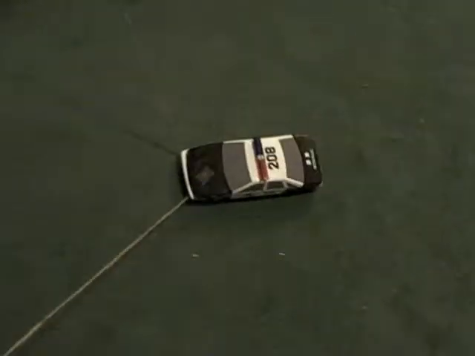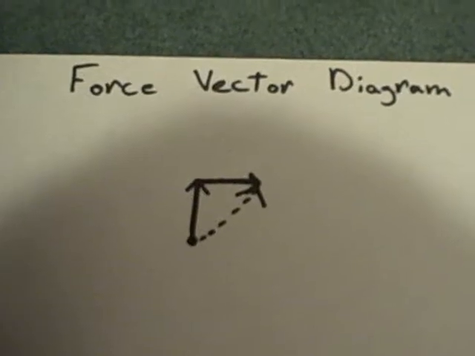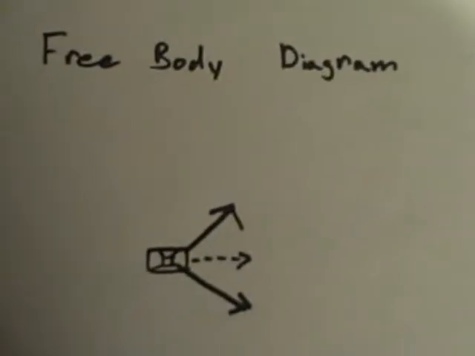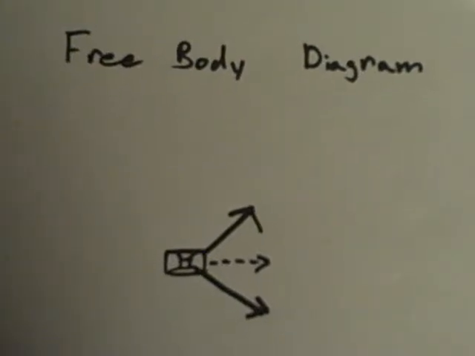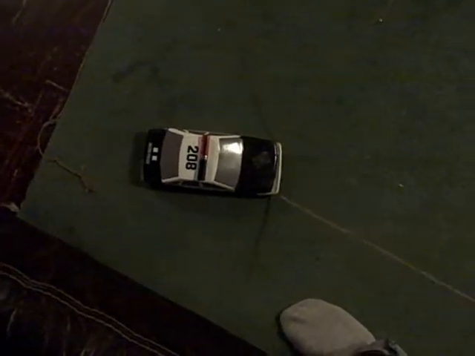In this example, the police car is being pulled with two forces in different directions, but as you can see, it follows a central path between the two forces. This can be represented by this force vector diagram and this free body diagram. However, if Eric pulls with more force on his side, the police car will curve, like this.